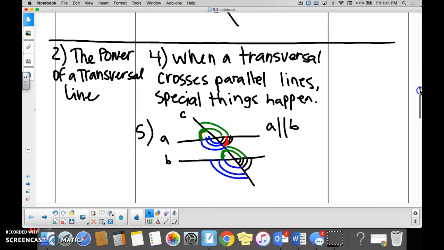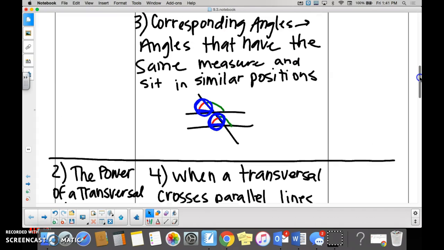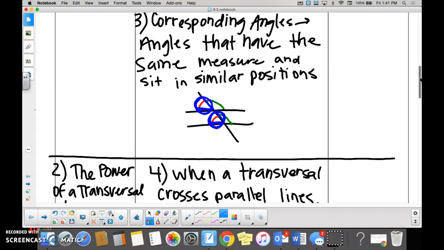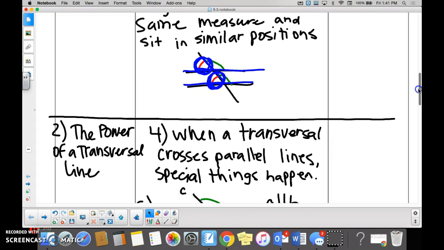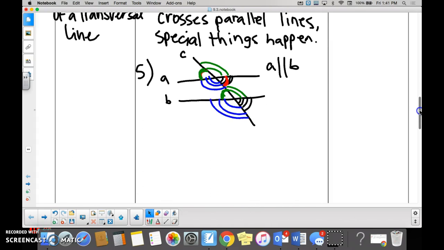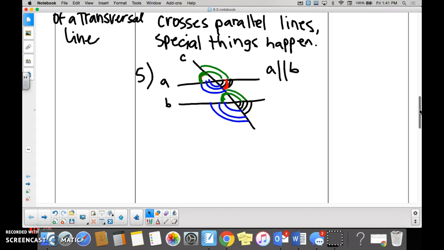Corresponding. When I was up here, I just circled them and said when they're in the same position on parallel lines, so these two lines are parallel, these two angles are in the same position. I think I'm circling them way too much. They become corresponding, right? Yeah. Corresponding angles. Okay, so I'm going to actually just draw my own right now.